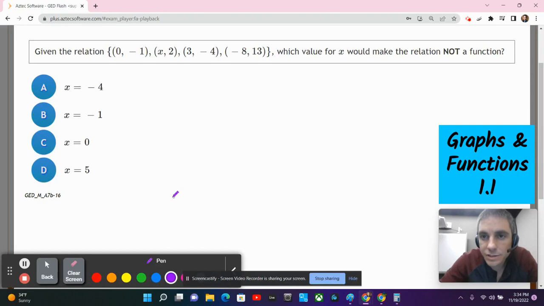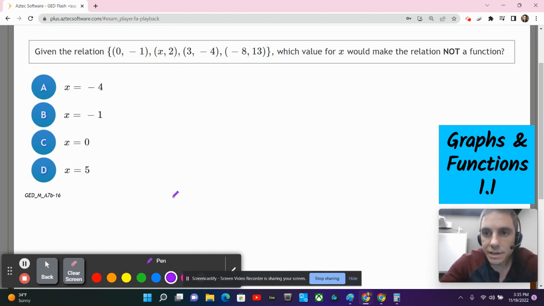Which value for x would make the relation not a function? Okay, so in this question, if you know exactly what they're asking you to do and you know exactly the process to get to the answer, this could be a 10-second question by design. What makes this question difficult is that it's a very technical question.